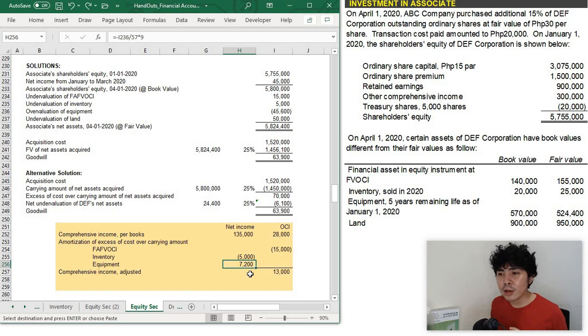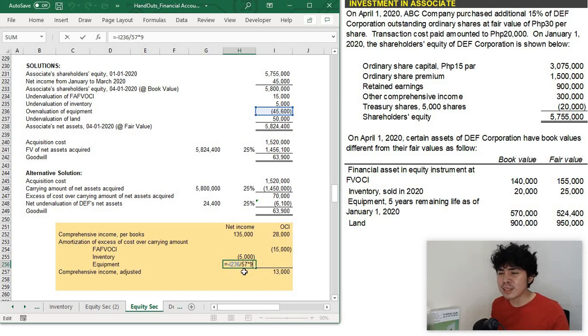Etong 7,200, ayan yung difference ng 9-month depreciation based sa 570,000 pesos na book value na ginamit ni associate at 9 months depreciation ng equipment based sa 524,400. Paano na-compute yung 7,200? Yan ay 45,600 divided by 57 months times 9 months.